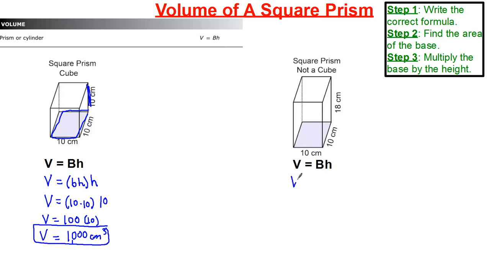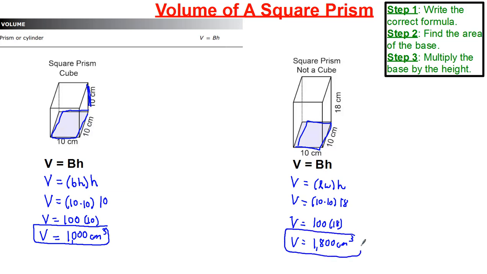Same thing, rewrite. Volume is equal to base times height, or I could use length times width if I don't want to be confused by this outer h. Once again, big B is the area of the base. This is going to be a 10 by 10 once again, so 10 multiplied by 10, and then I multiply that by 18. Of course 10 times 10 gives us 100, so this is 100 multiplied by 18. Lastly, 100 multiplied by 18 gives me an answer of 1800 centimeters cubed.